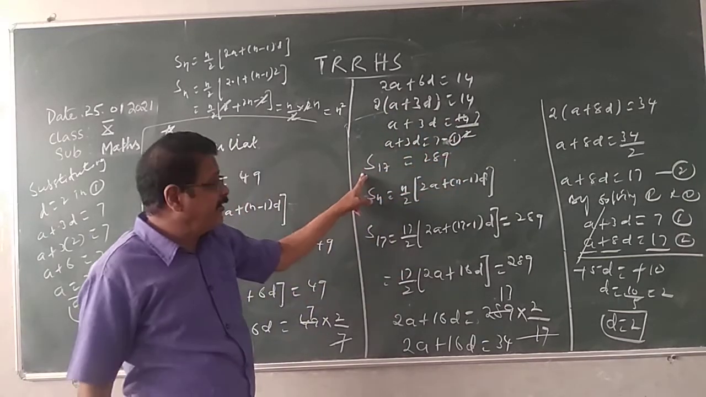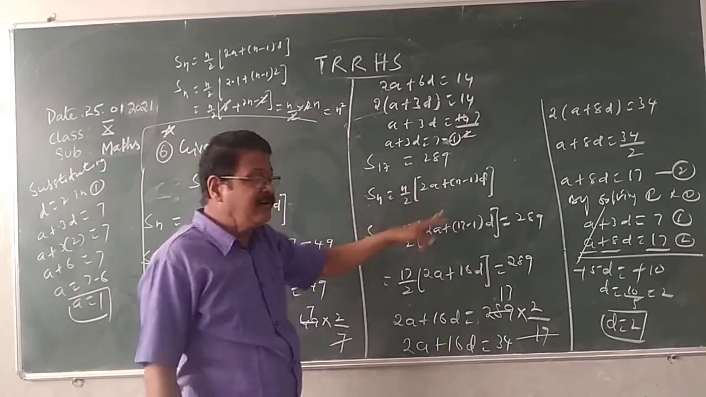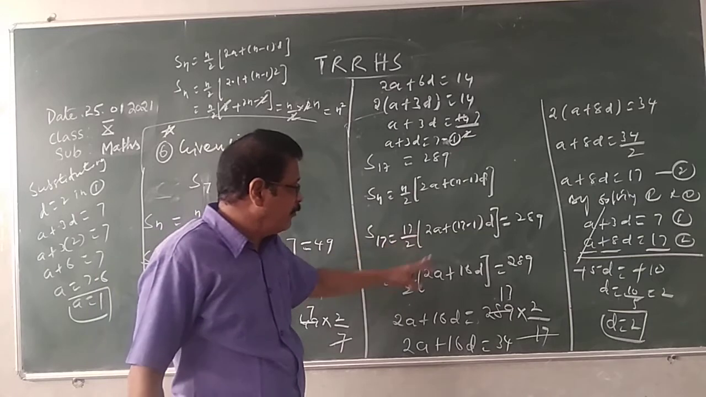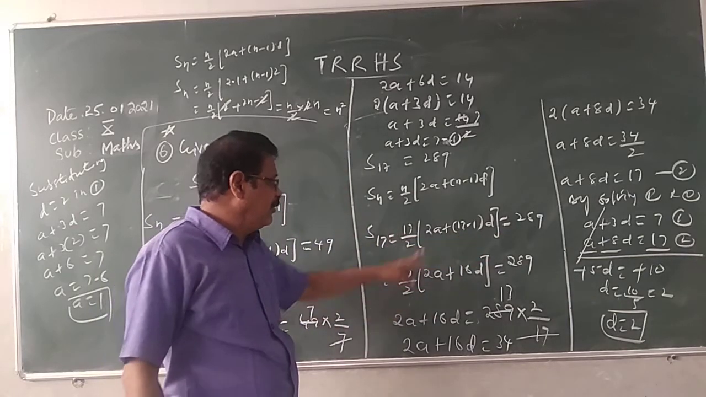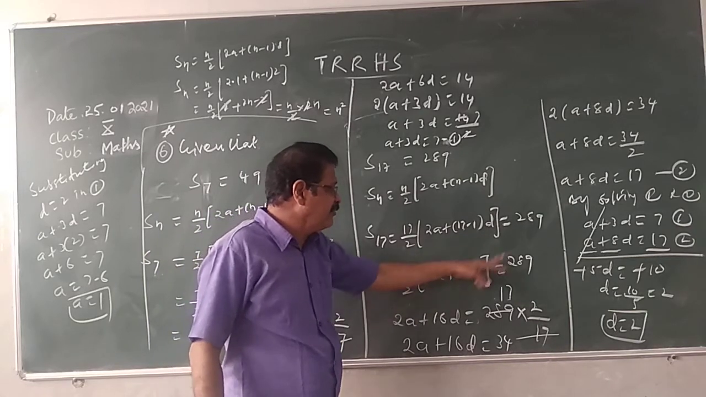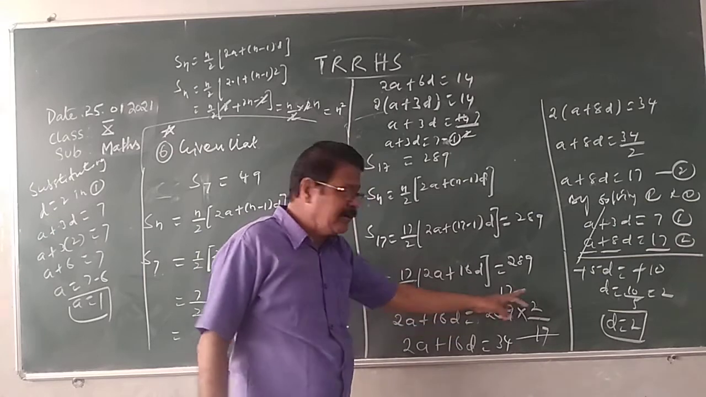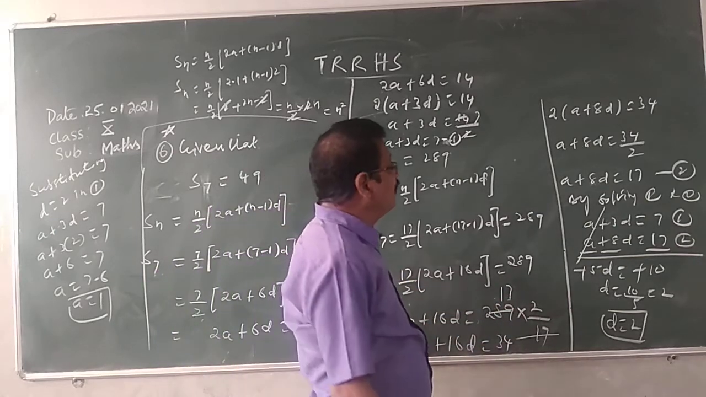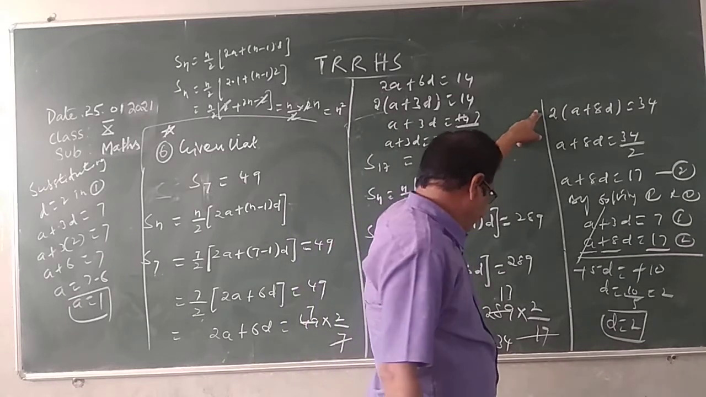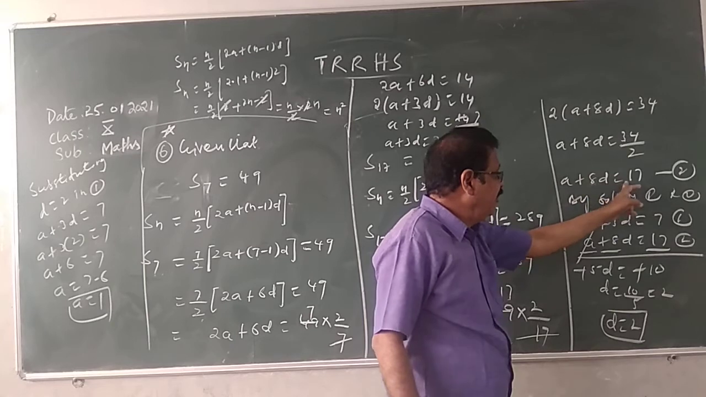Similarly, the sum of the 17 terms is 289. The Sn formula is n by 2 into 2a plus n minus 1 into d. S17 is equal to 17 by 2 into 2a plus 17 minus 1 into d, which equals 289. So 17 by 2 into 2a plus 16d; 17 by 2 becomes 2 by 17, so 2a plus 16d equals 34. Taking 2 common, a plus 8d equals 34 by 2, so a plus 8d equals 17.